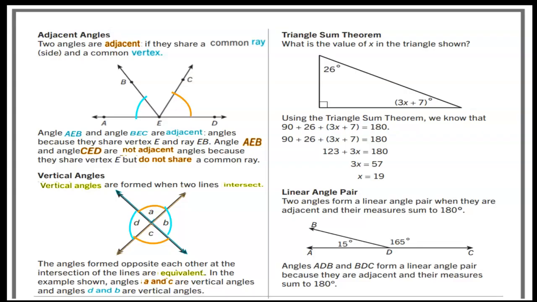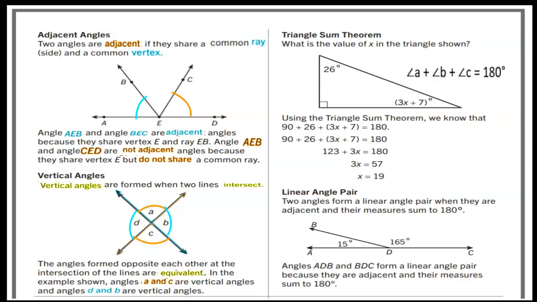Now let's discuss the triangle sum theorem. What is the value of x in the triangle shown? Let's look at our triangle. We have an acute angle, 26. We have a right angle, which is worth 90. And then we have an angle that shows an expression, 3x plus 7. We will need to use the triangle sum theorem to determine the missing angle. Let's set up an equation to do that.